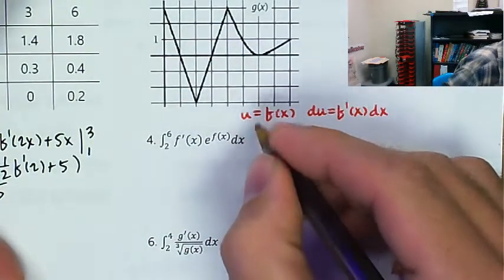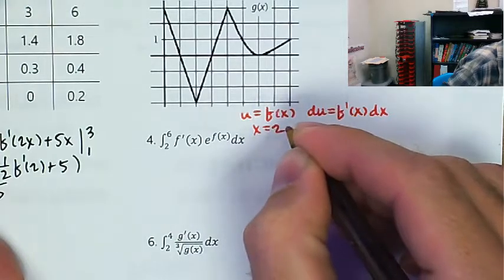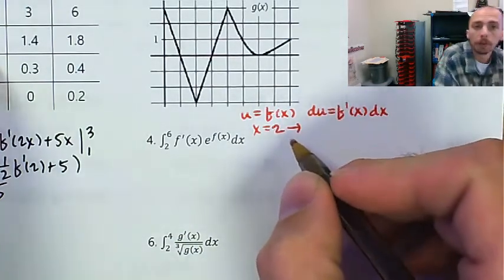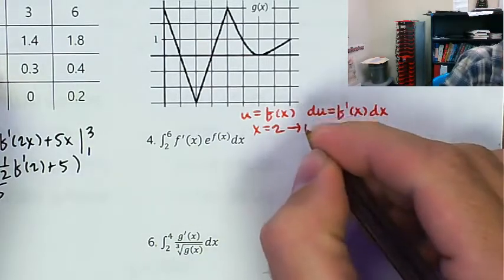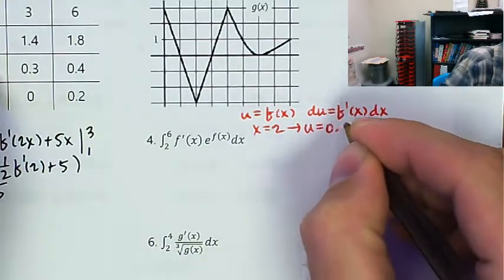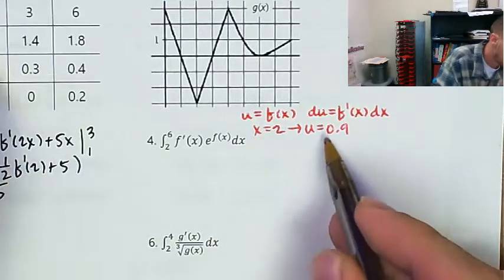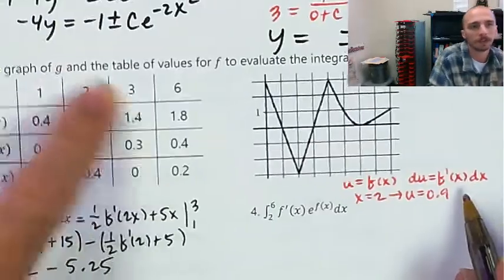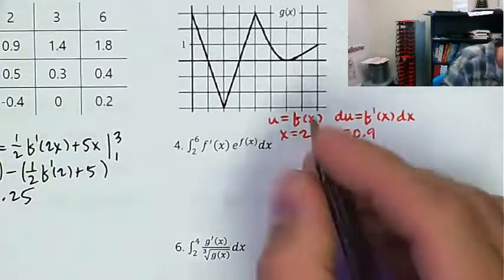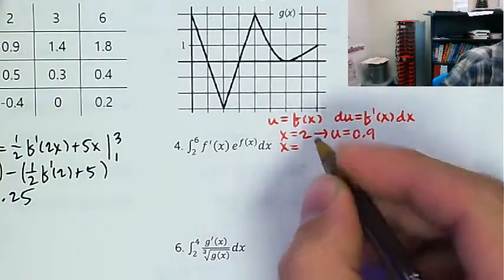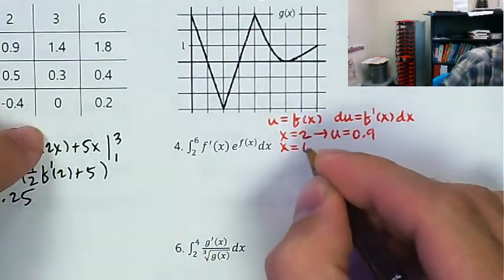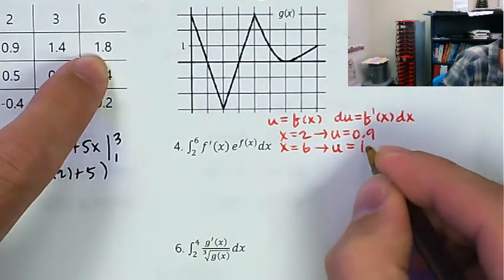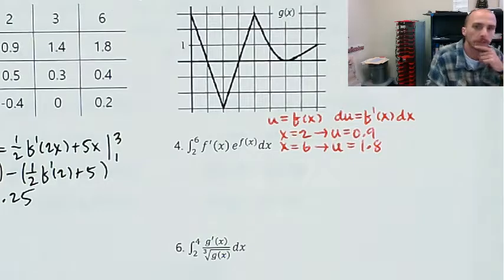That's a good sign. And when x equals 2, u equals f of 2, that's 0.9. I am realizing, oh, no, it's still going to be all right. These can be a little touchy. You have to get them set up just right. But you'll see, you don't have anything for x equals 0.9 in here for f, up in this table, but it doesn't really matter because it's just going to be e to the u. So when x equals 6, u is f of 6, which is 1.8. Yes, okay, that's a good problem.